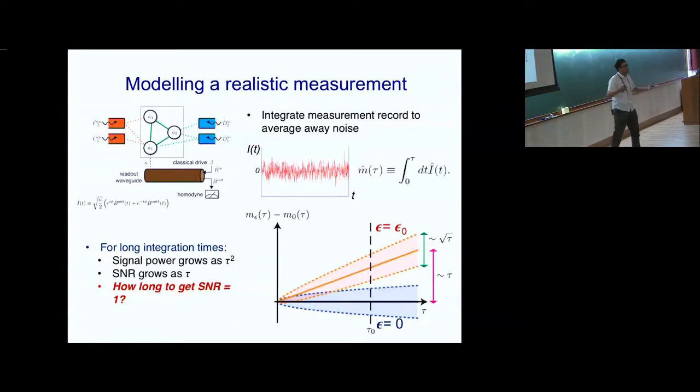Okay, so if you average for longer and longer, of course, your measurement gets better and better. So what's the right question to ask? The real right question to ask is, how long do I have to wait before I have a signal-to-noise ratio of 1? If I fix the size of the perturbation I want to measure, epsilon, how long is it going to take me to decide whether that perturbation is there or not? Okay, and that's the thing that we want to understand and develop bounds for.